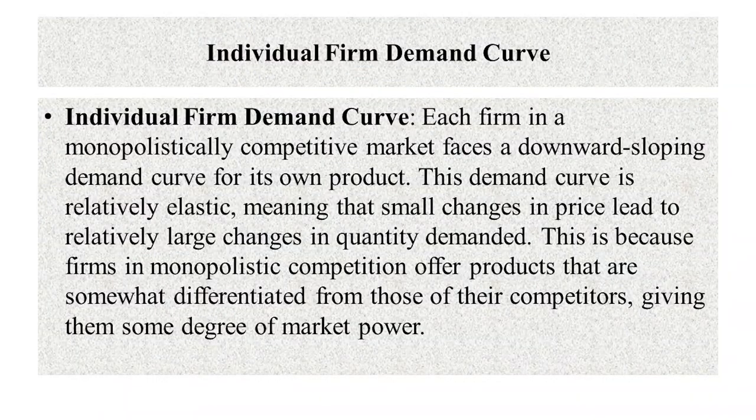Moving further, equilibrium under monopolistic competition has two categories. First is the individual firm demand curve, and second is the industry demand curve. Individual firm demand curve: each firm in a monopolistic competitive market faces a downward sloping demand curve for its own product. The demand curve is relatively elastic, meaning that small changes in price lead to relatively large changes in quantity demanded. This is because firms in monopolistic competition offer products that are somewhat differentiated from those of their competitors, giving them some degree of market power.